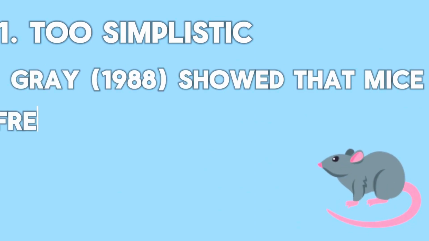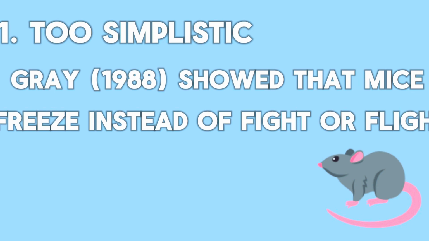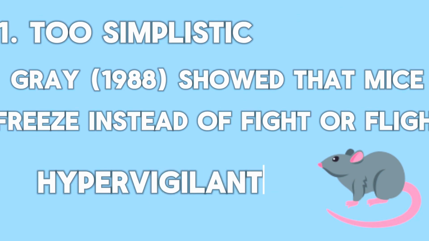Well, this guy called Gray in 1988 essentially found that in stressful situations, instead of fighting or flighting, mice would freeze. The reason they would freeze is to be hypervigilant. Now, what I mean by hypervigilant is being really, really aware of your surroundings, making sure nothing's coming to attack you. So when we talk about the fight or flight response, that may not necessarily apply to all organisms, and maybe even to humans. Because in some situations where we're stressed, we don't fight and we don't flight, we freeze.